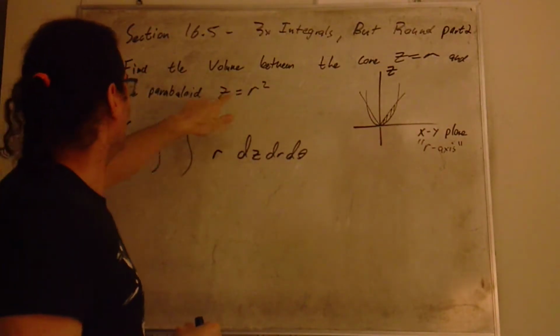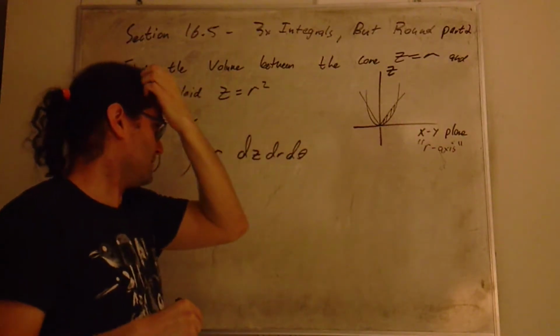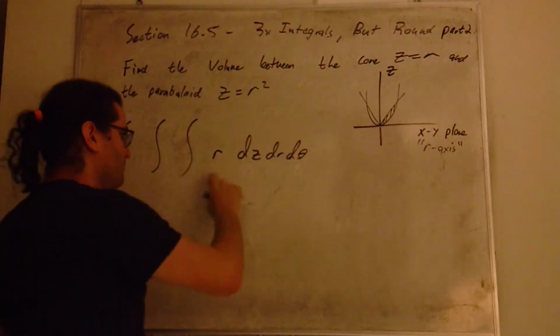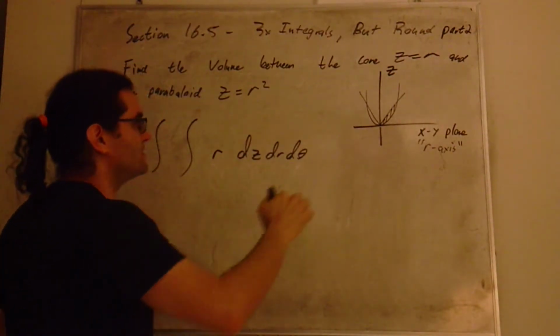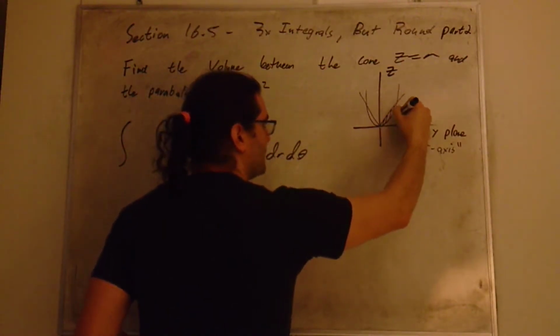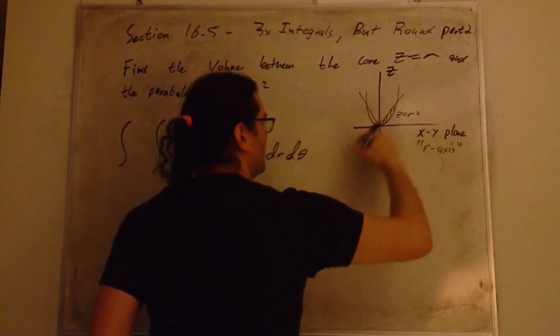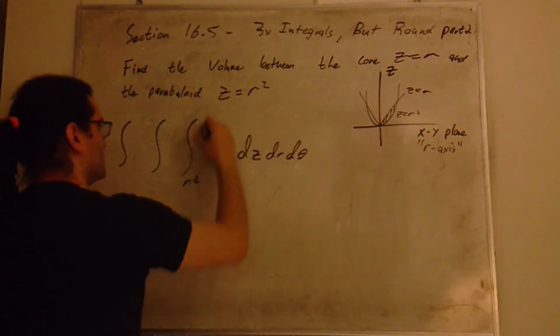So, I need bounds. That's what I'm missing on this integral. My volume is all set up, I just need bounds. Z is going to go, in this case, from the paraboloid. Paraboloid is on the bottom, z equals r squared. Cone is on the top, that's z equals r. So I'm just going to go from r squared to r.